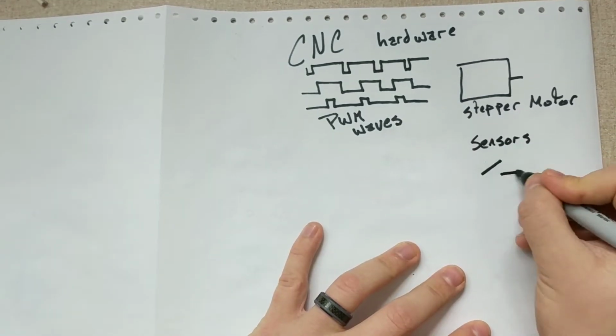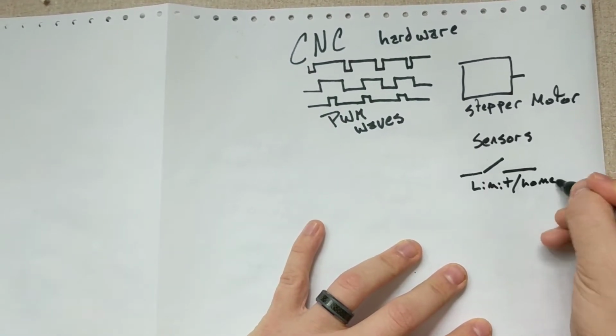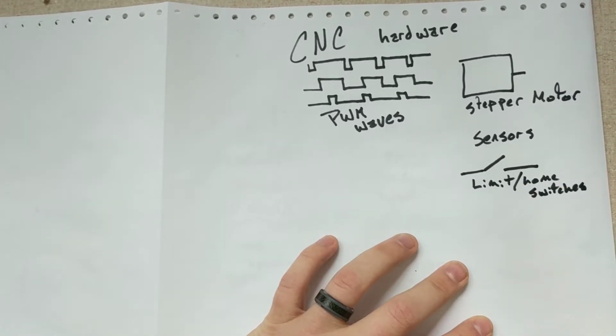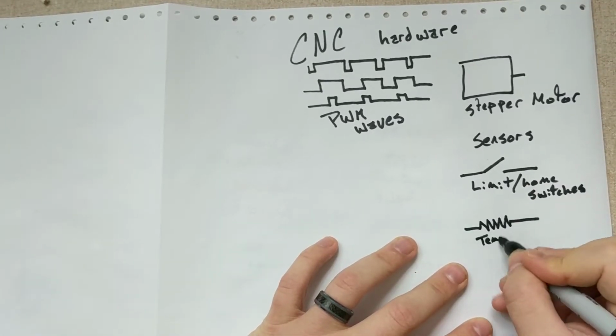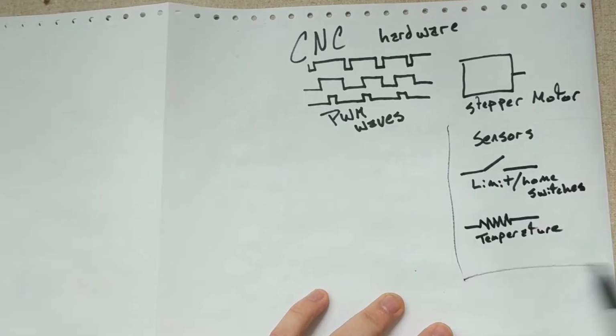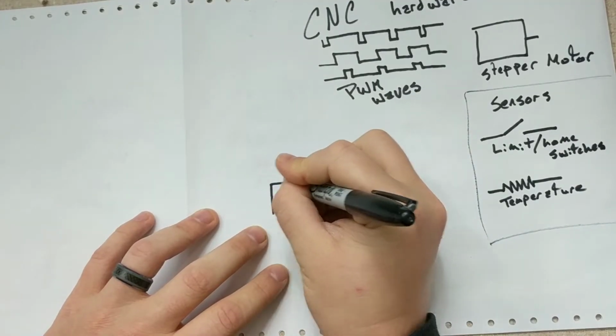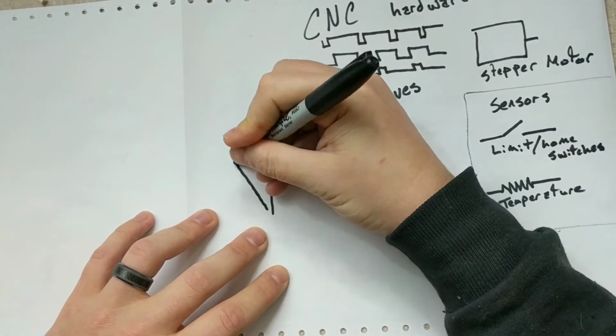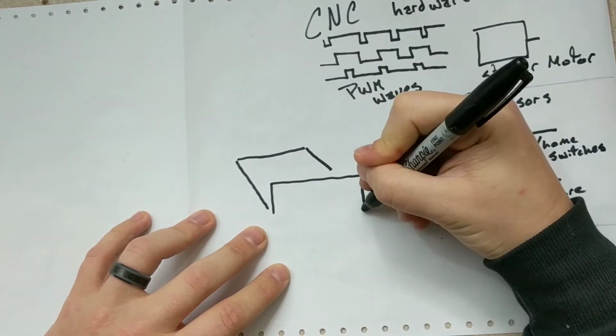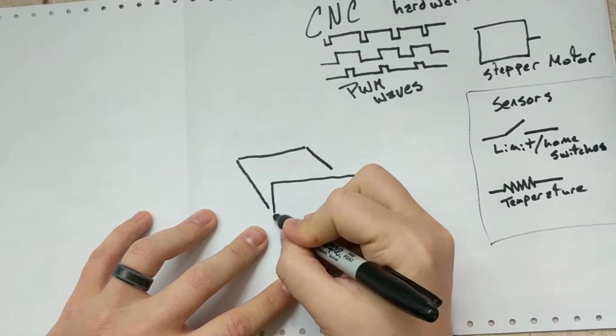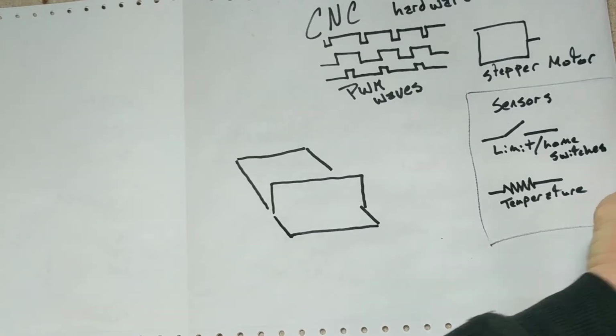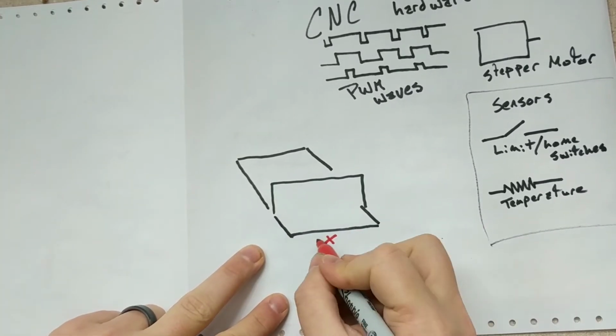So then for sensors, in my systems I have two main types of sensors. I have limit and home switches. For my 3D printers I have temperature. And now for the actual physical hardware. The CNC systems I use are all gantry based. So what that means is you have an arch over your build platform.